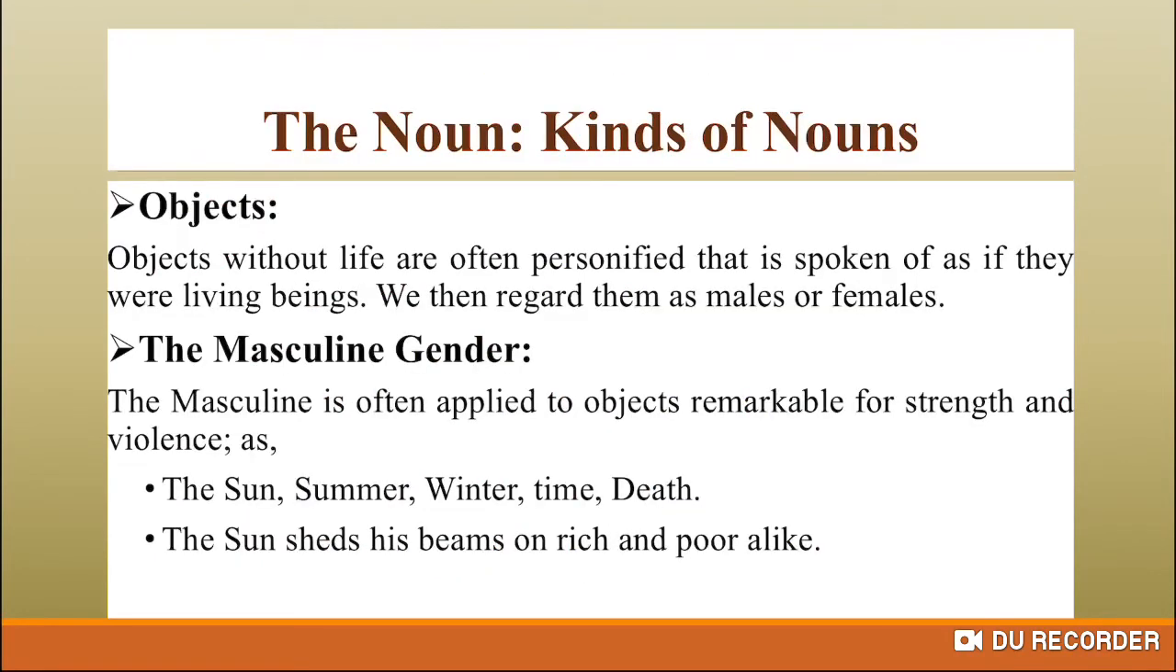Then moving to the next topic that is given in the book, that is about the gender. Sometimes some objects without life are often personified, that is spoken of as if they were living beings. We then regard them as males or females. जैसे बहुत सी ऐसी चीज़ें हैं जो कि लाइफलेस होती हैं, लेकिन जब हम उनको पर्सोनिफाई करते हैं एज दे आर द लिविंग थिंग्स, तो समटाइम हम उनको मेल्स की तरह डील करते हैं, समटाइम फीमेल्स की तरह, वी कॉल देम आउट लाइक फीमेल्स.